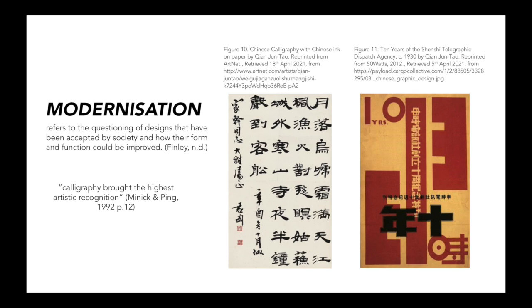Jun-tao's exploration into disregarding a highly praised traditional skill and instead simplifying characters into geometric shapes was a big step in Chinese design, and demonstrates why he was a major figure in the Chinese progressive design movement.